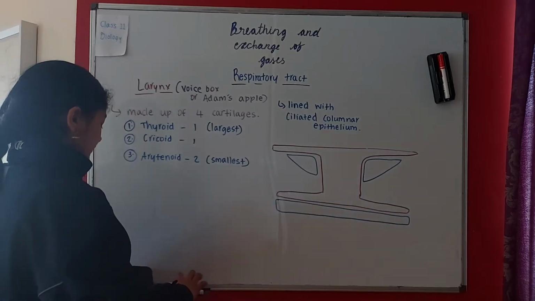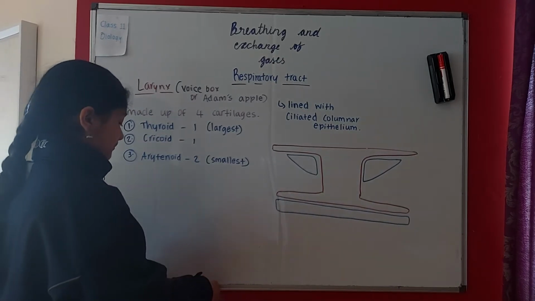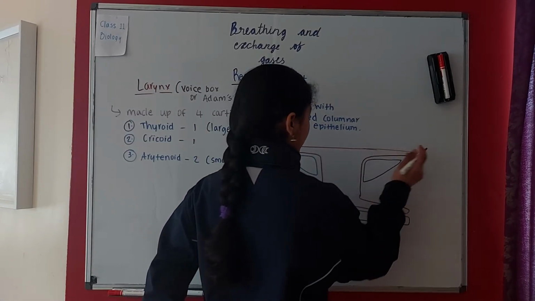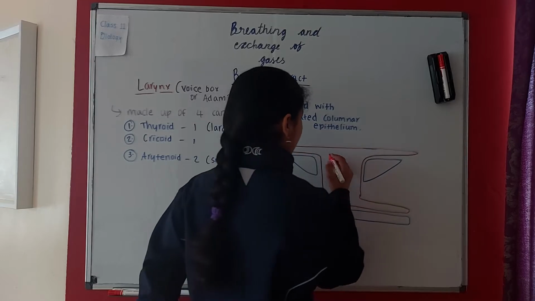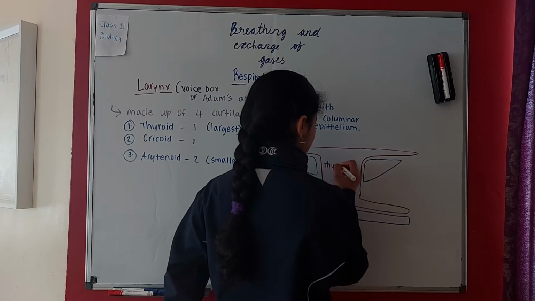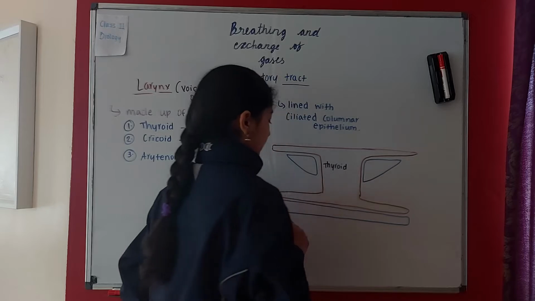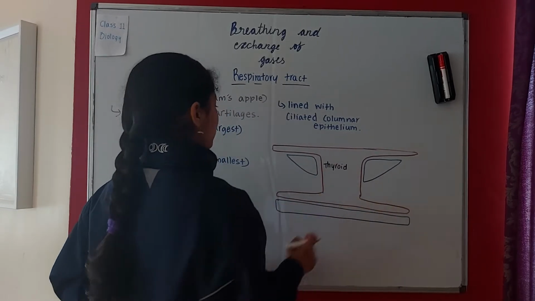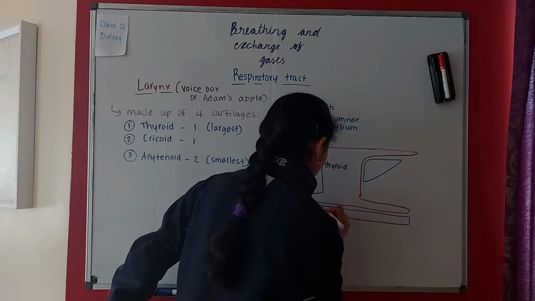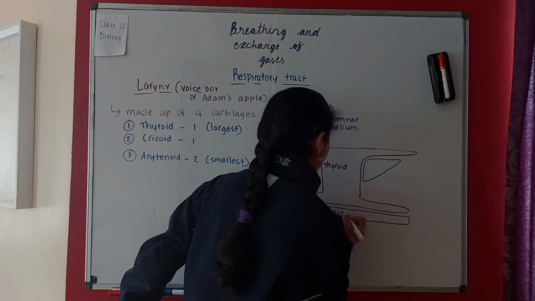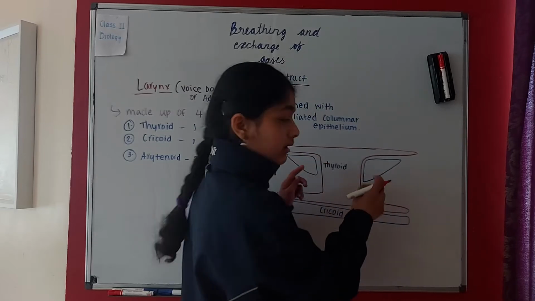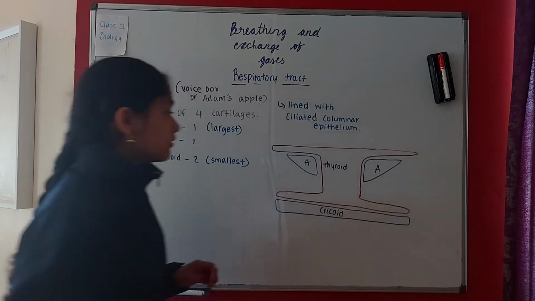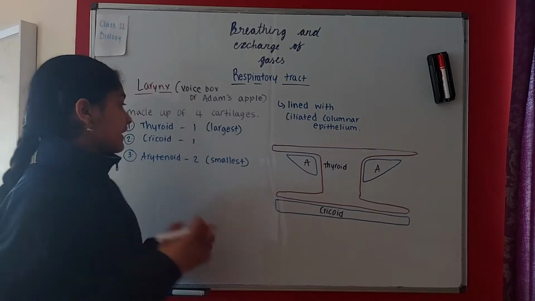Now we are going to label the thyroid, cricoid and arytenoid. This big, eye-shaped structure is the thyroid cartilage. And this little bar here, just below the thyroid, is the cricoid cartilage of the larynx. And these 2 small triangular cartilages are the arytenoid cartilages. So this is what the larynx looks like.